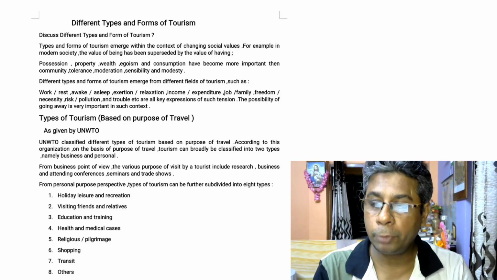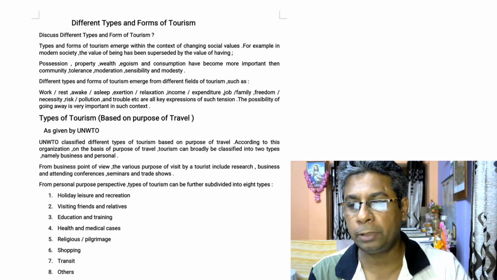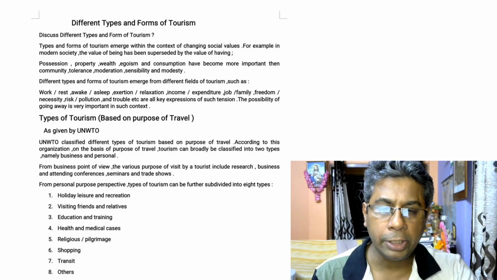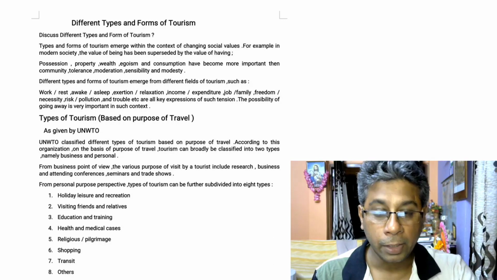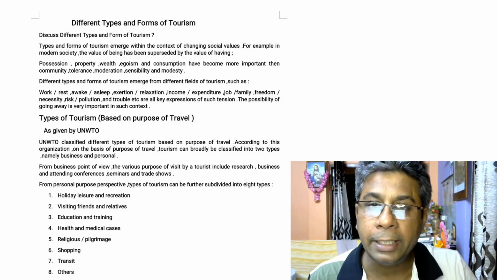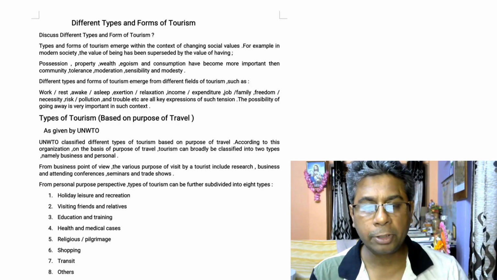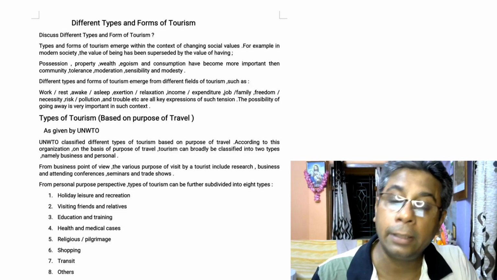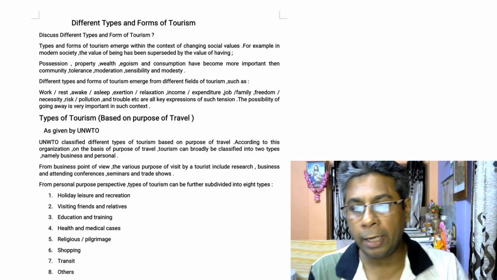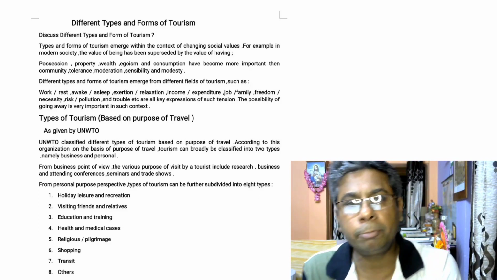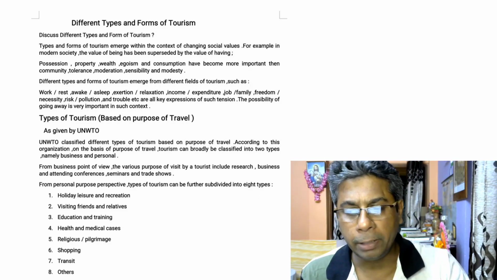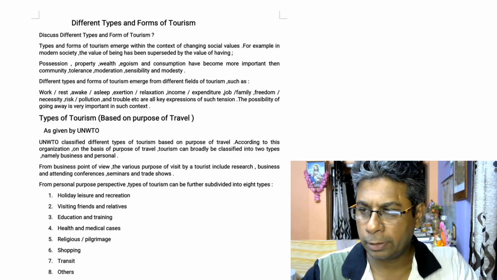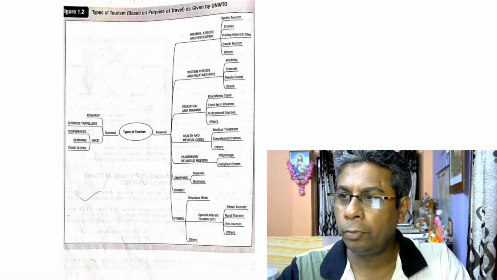perspective, the type of tourism can be further subdivided into 8 types. Number 1, holiday, leisure, recreation. Number 2, visiting friends and relatives. Number 3, education and training. Number 4, health and medical cases. Number 5, religious and pilgrimage purpose. Number 6, shopping. Number 7, transit. Number 8, other purposes.